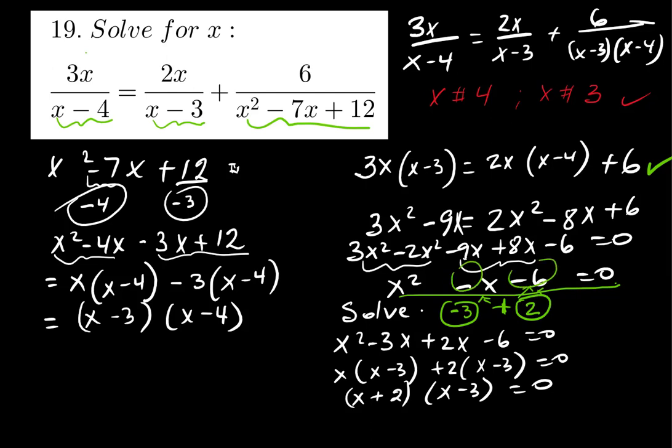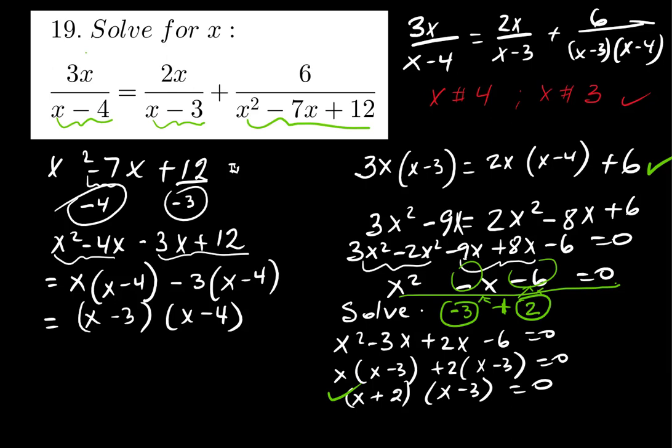-3 and 2 are good candidates. So we do x squared minus 3x plus 2x. We just break this one into two pieces. Minus 6 equals to 0, and we factor here x, factoring x minus 3 plus 2, factor x minus 3 is equal to 0. Otherwise, x plus 2 times x minus 3 equals 0.